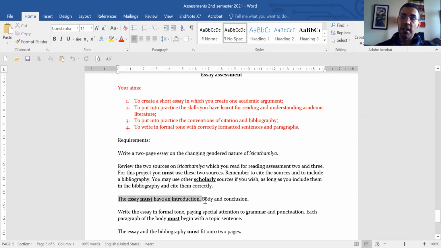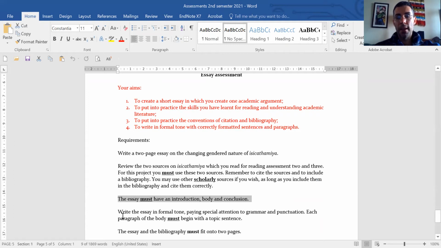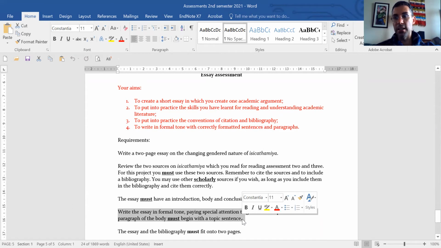Then the essay must have an introduction, a body, and a conclusion. And in the next few weeks, we're going to be speaking about how to write an introduction, how to write a conclusion, how to structure the body of an essay. Okay? Then it says, write the essay in formal tone, paying special attention to grammar and punctuation. Each paragraph of the body must begin with a topic sentence. And we'll talk about what a topic sentence is in the next few weeks as well.